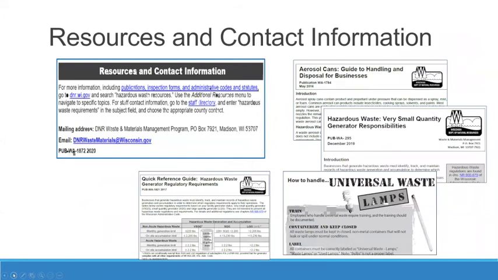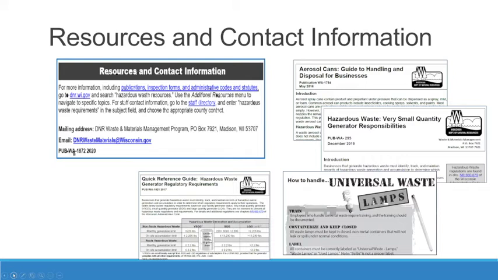So every document that we've created new has a resources and contact information paragraph at the very end of the document. We didn't want to have too much going on in the document itself, and we wanted to be able to direct you right to the web page where you needed to be. Since we have all the publications, inspections, and administrative codes on one page, we can provide a link directly to that. So that link will take you right to the hazardous waste resources page. There's our dnrwi.gov, and then there's a direct link to the staff directory. So this should get you to all the places that you need to go.